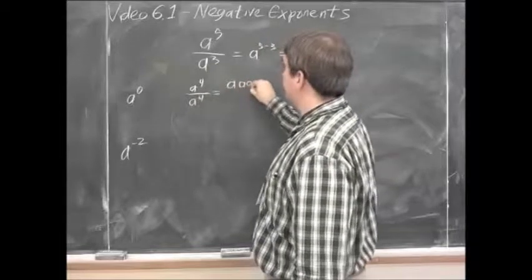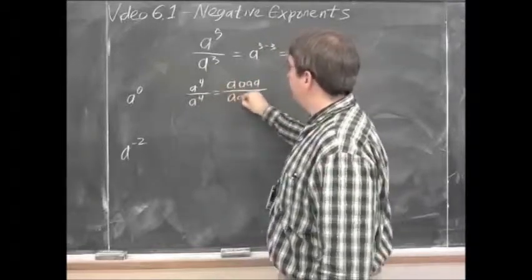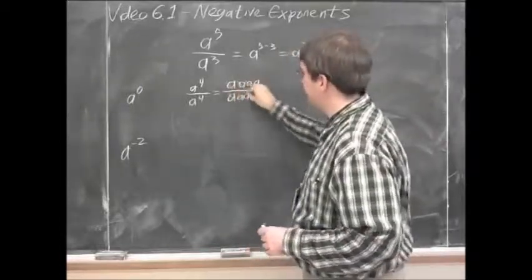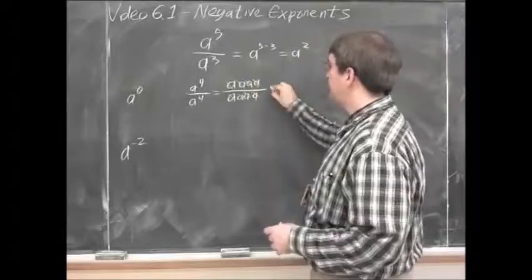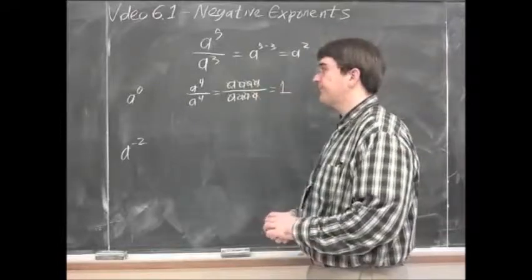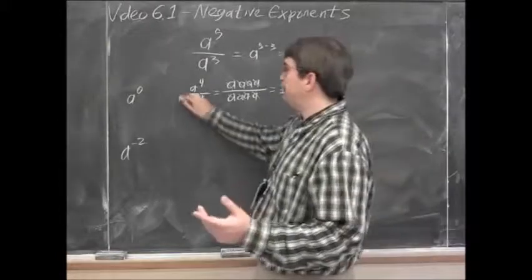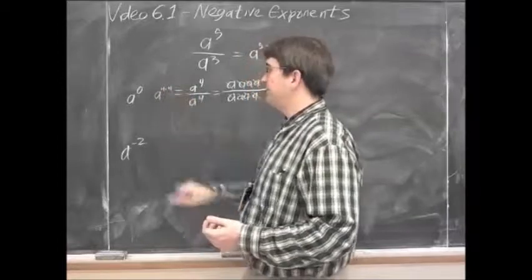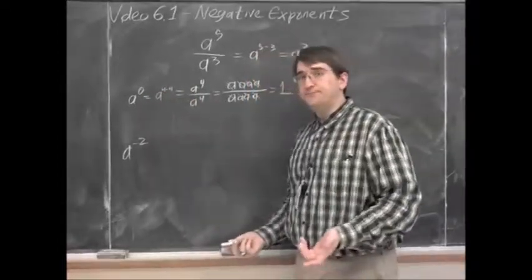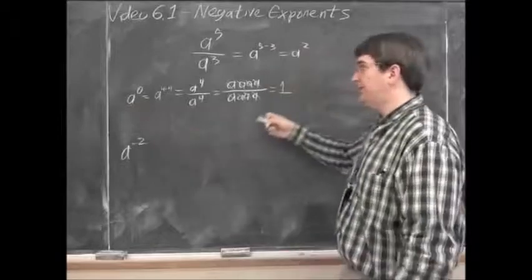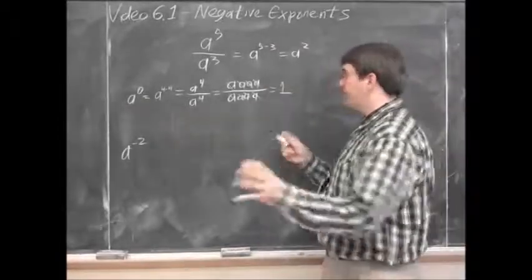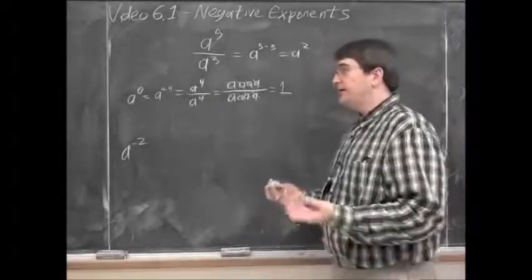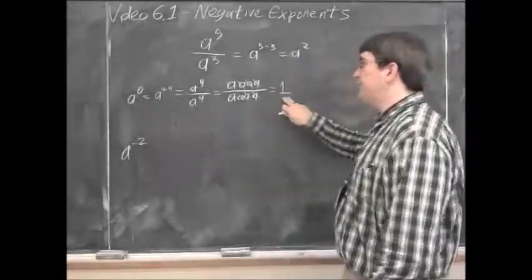The example I'll think about is a to the 4 divided by a to the 4. Expanding it out gives us 4 a's on the top, 4 a's on the bottom. They cancel, and we're left with just 1. But according to the rules of exponents, a to the 4 divided by a to the 4 is equal to a to the 4 minus 4, and 4 minus 4, of course, is 0. So a to the 0 must equal 1. We got a kind of transitive property thing, which gives us a definition of a to the 0 equaling 1.